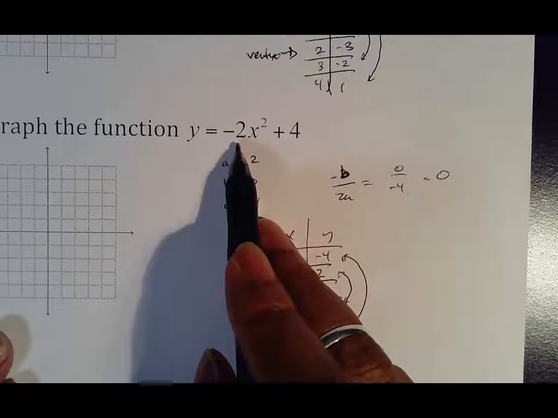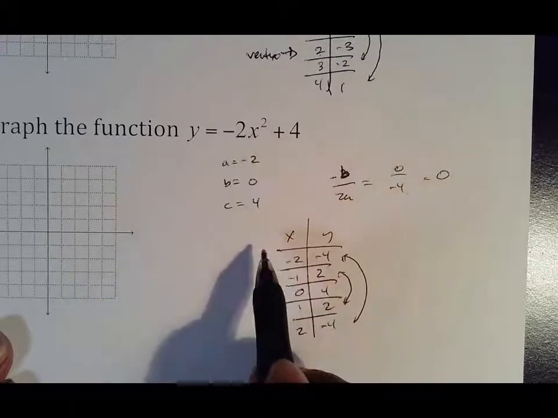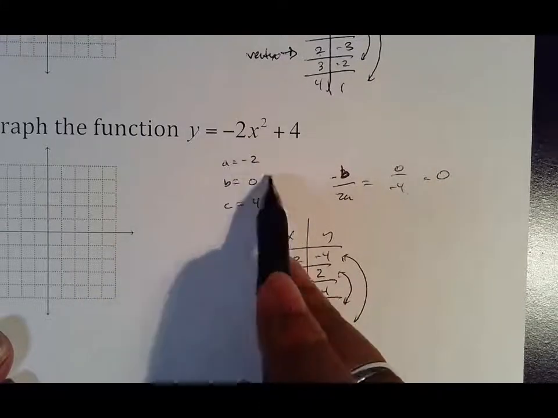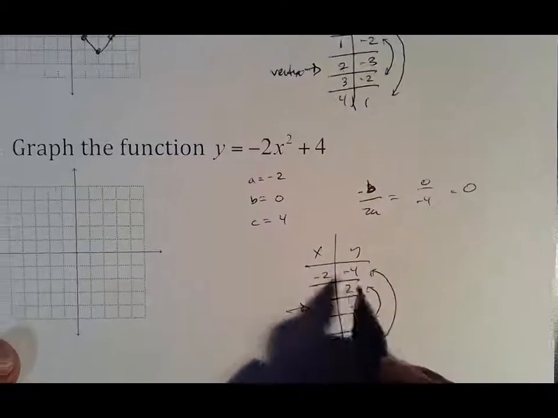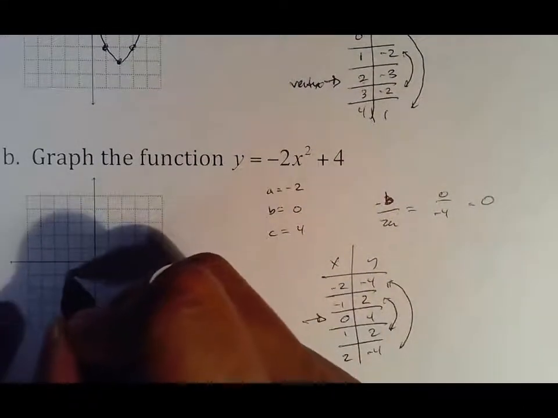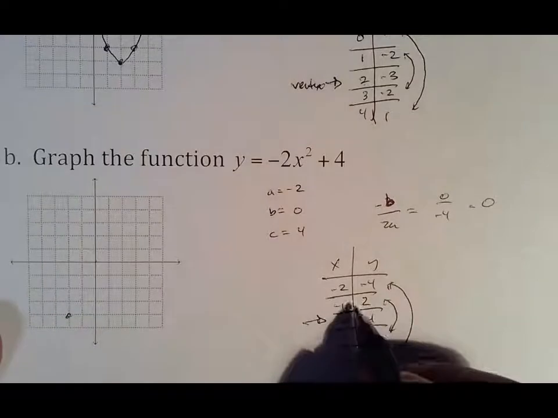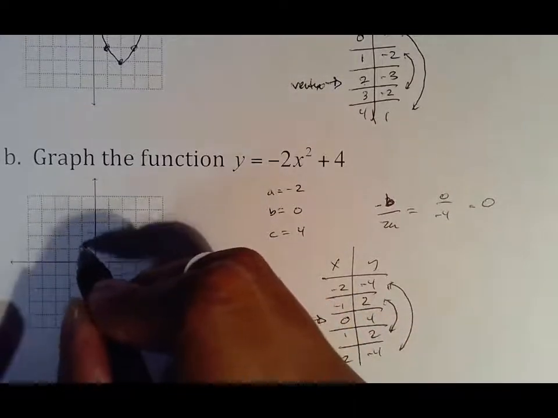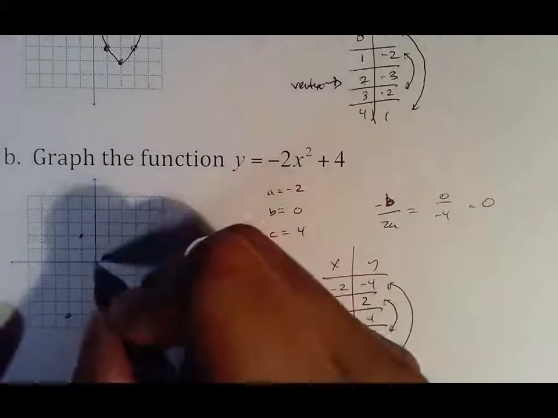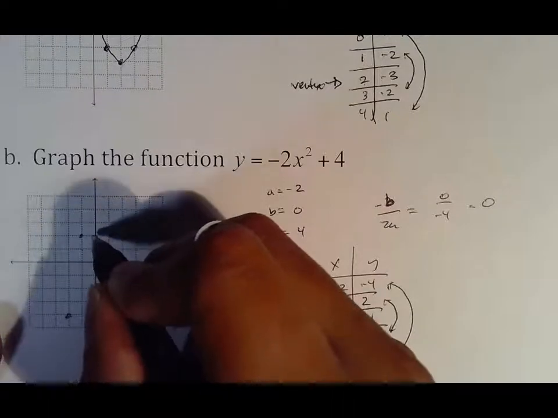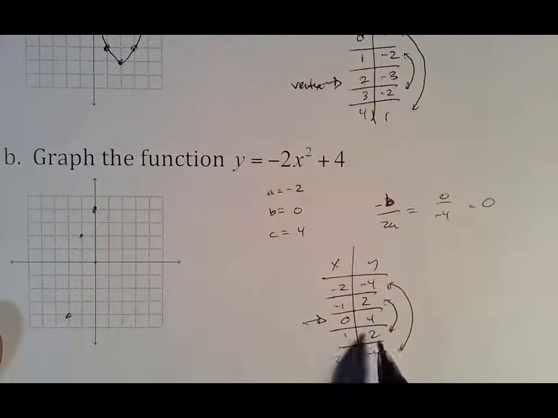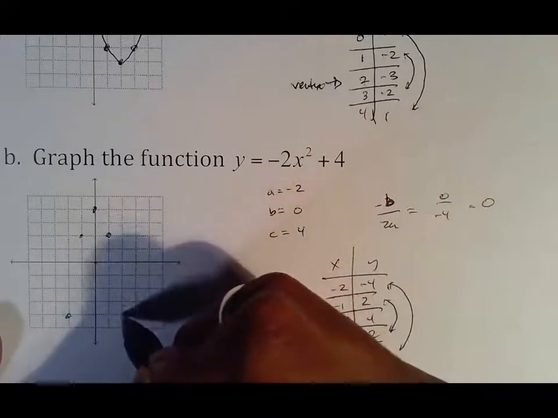But anyway, knowing that our vertex is (0, 4), knowing that A is negative, which means that it is sad, which means it should be opening down. That's what we should expect. And it should be going down 1 over 2 in the end. Let's just see. (-2, -4) means back 2, down 4. (-1, 2) means back 1, up 2. (0, 4) means don't move left or right, but do go up 4. (1, 2) means go over 1 and up 2. (2, -4) means over 2, down 4.